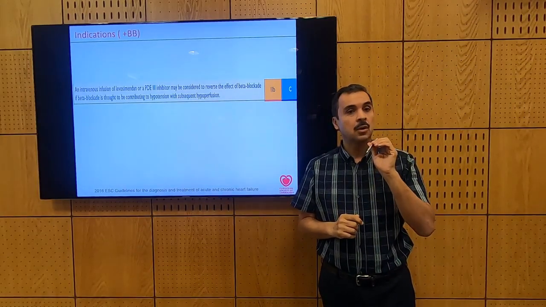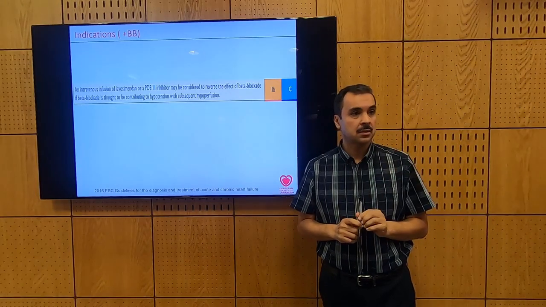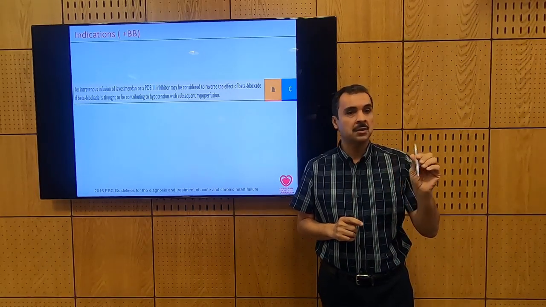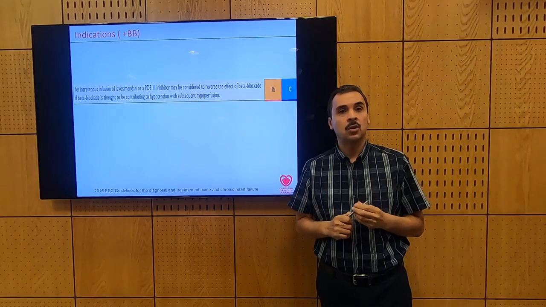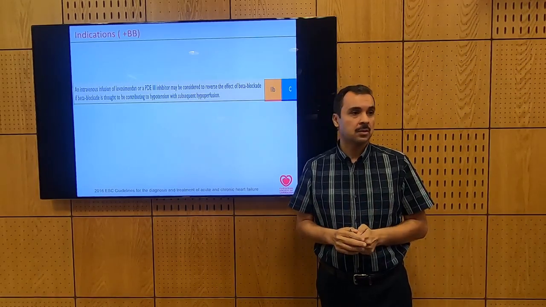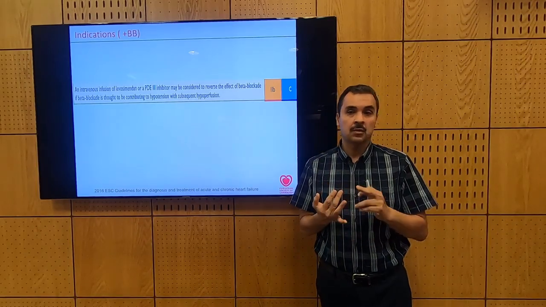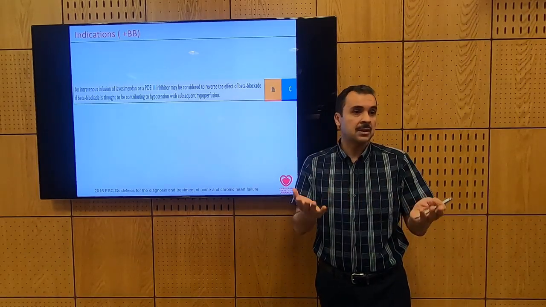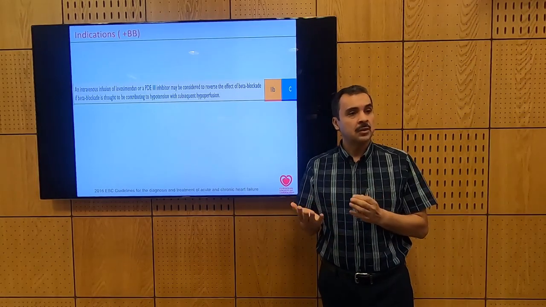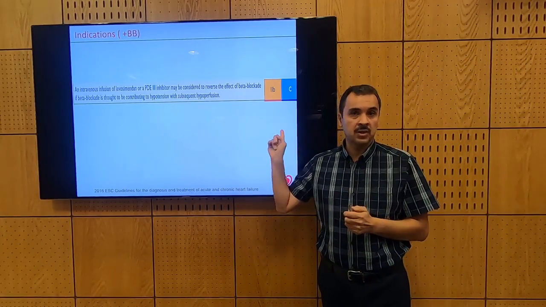This is in patients who were already on beta blockade, and now they developed acute decompensated heart failure, and we want some inotropic support. Because we cannot use dopamine, we cannot use dobutamine because the receptors are blocked. We can use milrinone or we can use levosimendan.